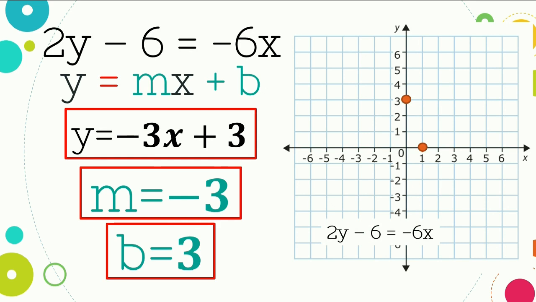Plot first our y-intercept, which is positive 3, and then we will fall by 3 times from our slope as negative 3. So, fall by three, 1, 2, 3, then we run by 1 because all whole numbers have denominator of 1. Then, connect 2 points. And this is our graph of 2y minus 6 equals negative 6x.